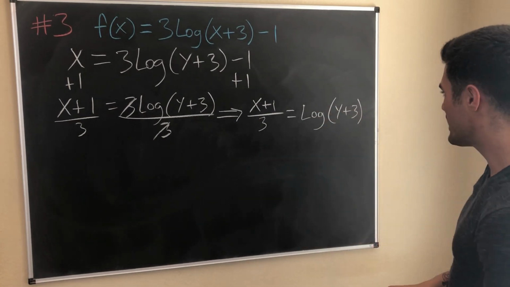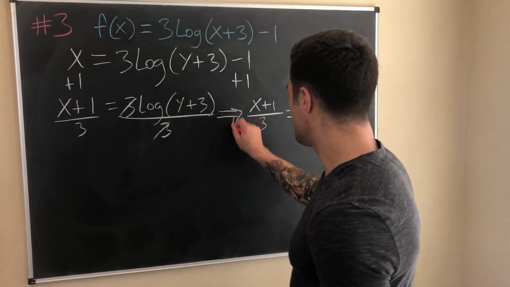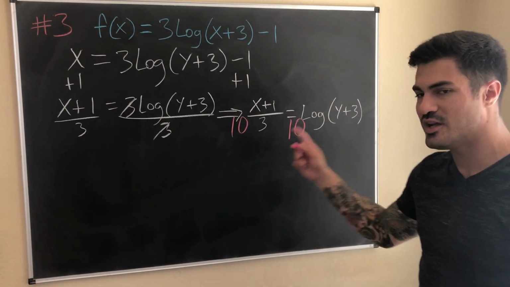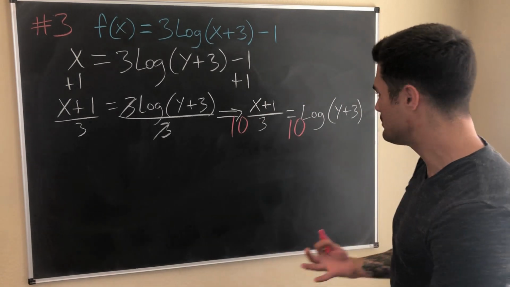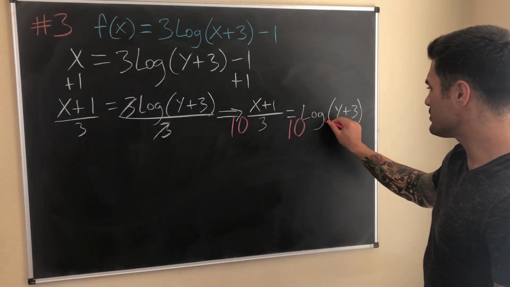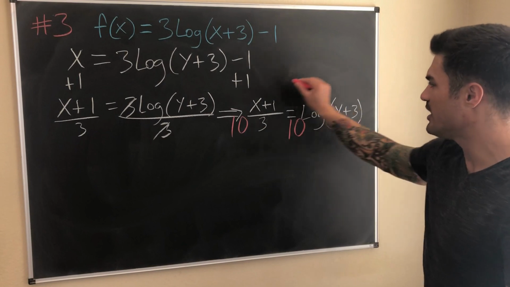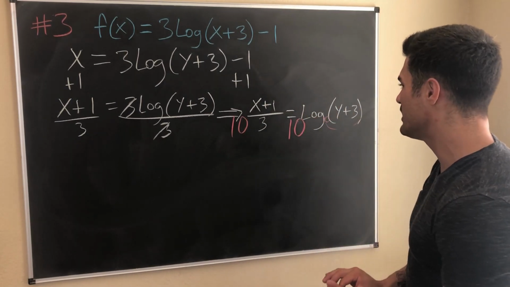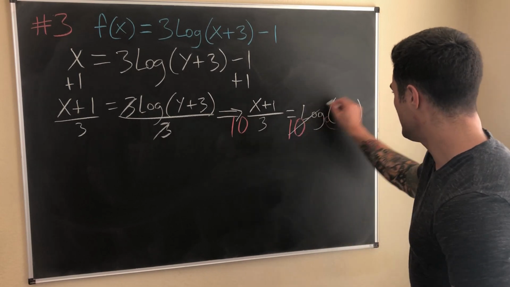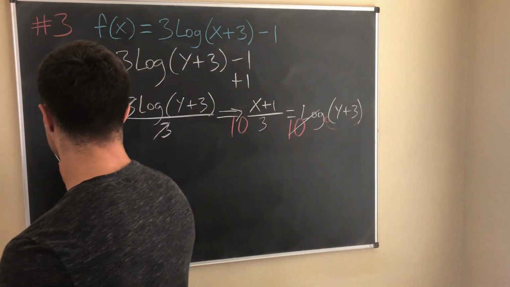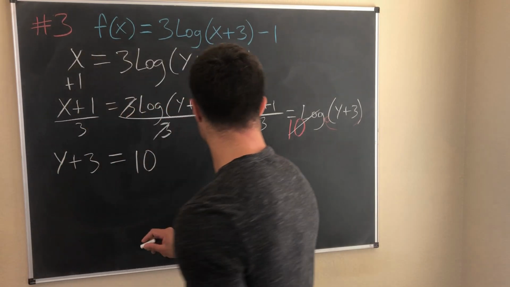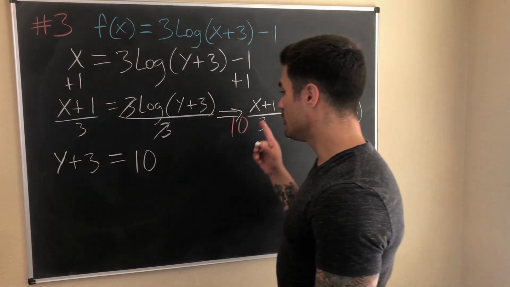Now I can raise both sides from a base of 10. I'll use a different color here. And there's a couple different ways this is taught. You can do it this way, where you raise both sides from a base of 10. Or you can think of it using this little trick where you draw a 10 here and you draw the arrows and you rewrite it as an exponential equation. Either way, you'll get the same thing. Either way, you'll get this canceling. You'll get y plus 3 equals 10 to the x plus 1 over 3.